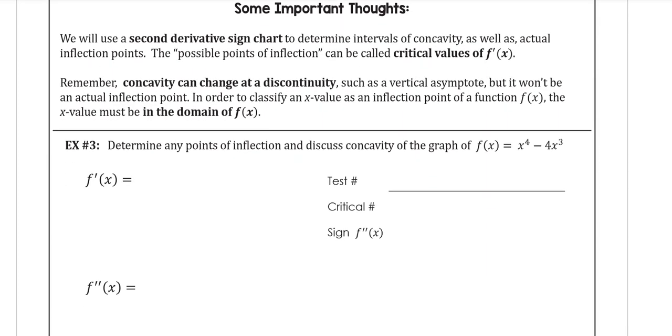We can use a second derivative sign chart to determine the intervals of concavity, just like we used the first derivative sign chart to find intervals of increasing and decreasing. Please remember that the possible points of inflection can be called the critical values of f prime. And remember, concavity can change at a discontinuity, such as a vertical asymptote, but it won't be an inflection point, as we saw in our last picture.